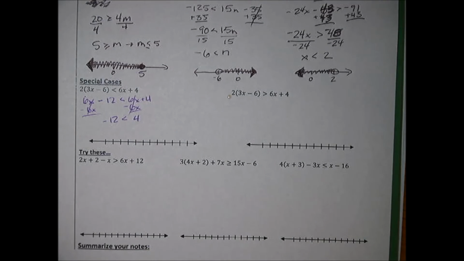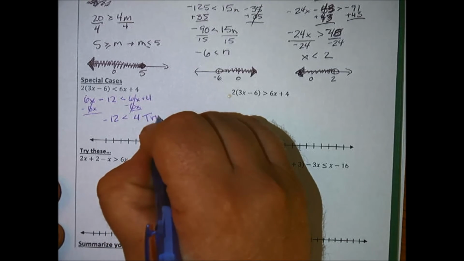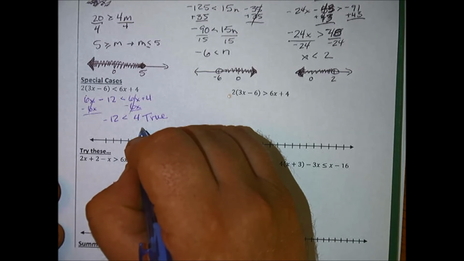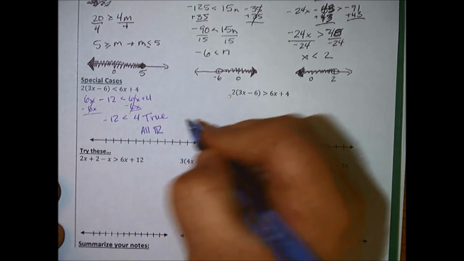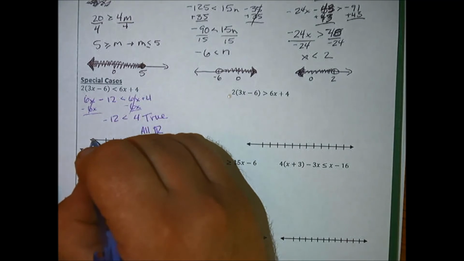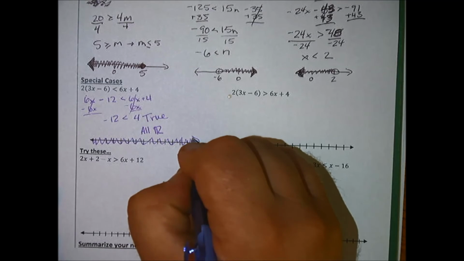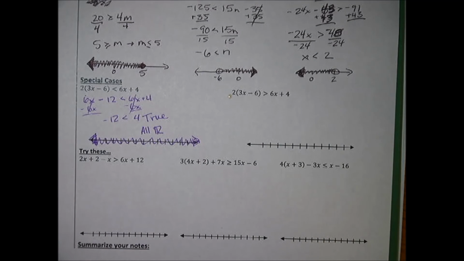It is true, right? All right, so what we do, since it's true, we have infinitely many solutions. We're just going to say that all real numbers would work. If you're shading it, you'd shade the entire line, and it would go on in each direction forever. Any number that you plug in is going to work in this case. Let's look at the other situation.